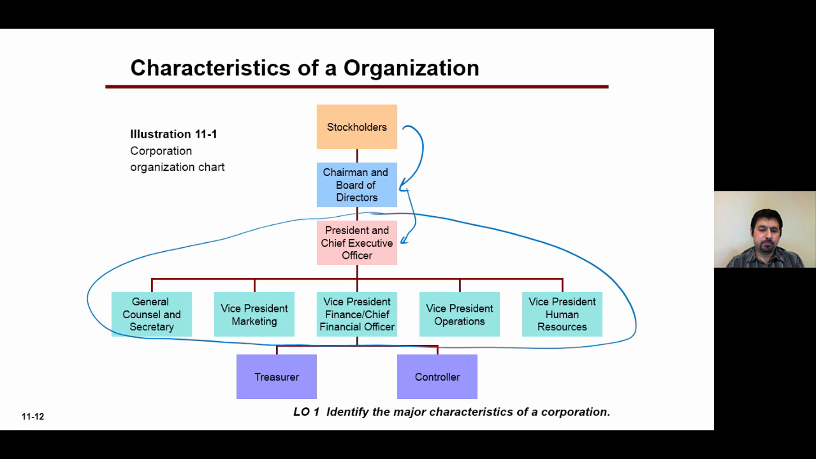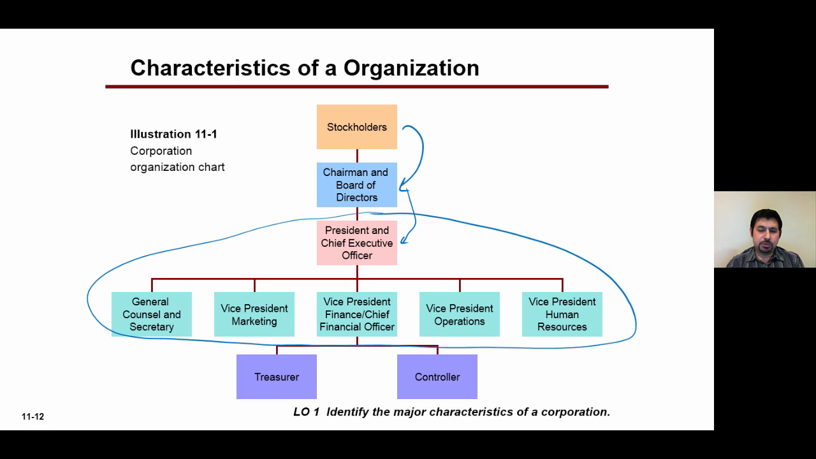In fact, some people say that if boards of directors monitored the management of Enron and WorldCom, etc., if there was a tighter oversight from the board of directors, those accounting scandals could have been avoided.